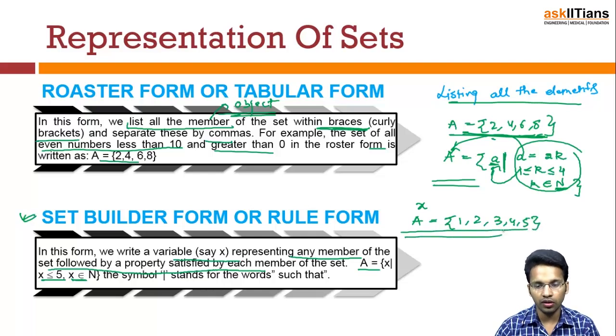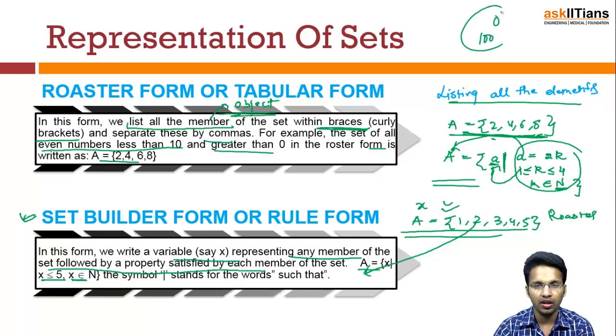So this is the roster form, and when you want to write it in the set builder form, this is how you're going to write. Now when the elements are fewer, the roster form is quite good. But if I say write the even numbers less than 100 and greater than 0, is it worthy to write 50 elements? No, not at all. That is too cumbersome.